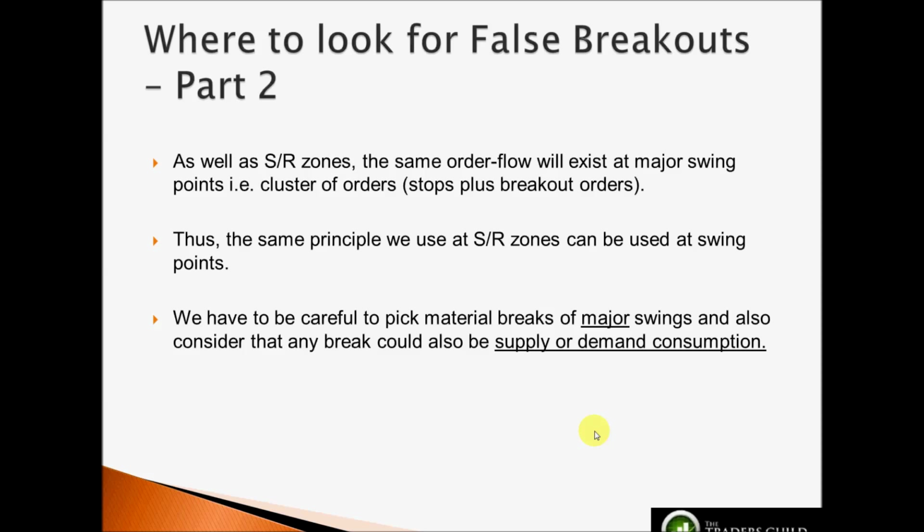It's the same cluster of orders that are going to be present. If we have a swing high, traders are going to be placing their stops just above that swing high from shorts, and breakout traders are going to be looking to go long on a break of that swing high. So we have the same order flow dynamics, and therefore the same ability to look for false breakouts at swing high and swing low points. There's one thing we have to consider when we're looking at swing points, which is that a false break on a swing point could be supply or demand consumption. If you've watched the free price action videos on my website, you understand the concept of supply or demand consumption, but again, this is something I'll go on to in a future video.